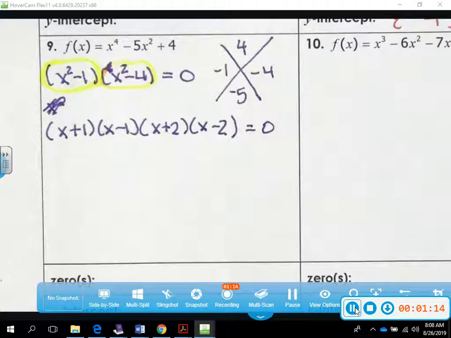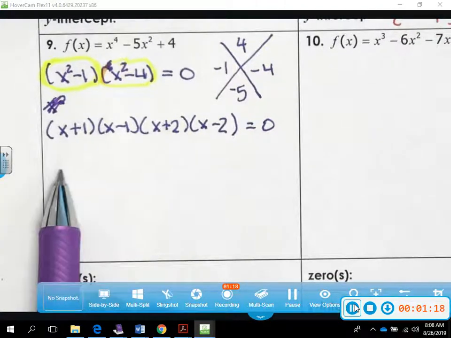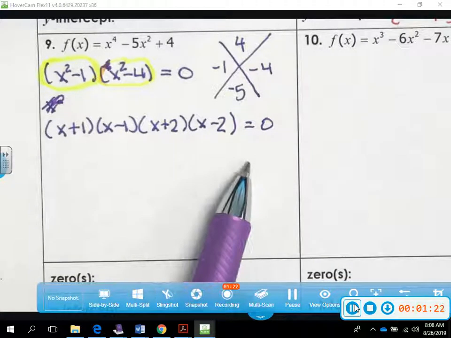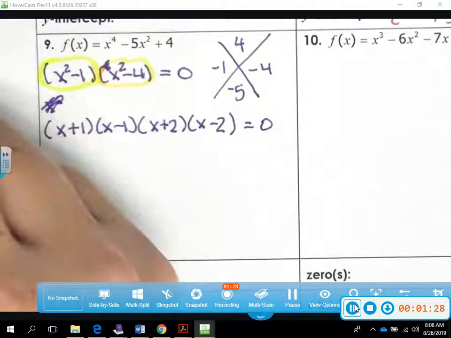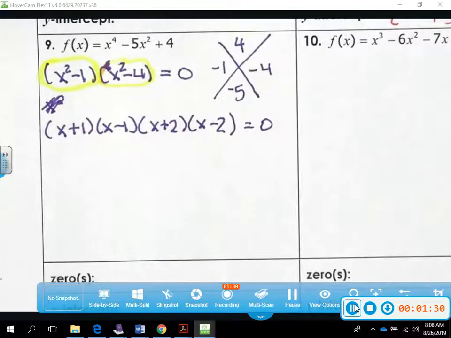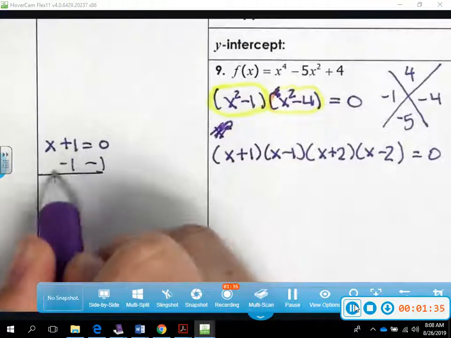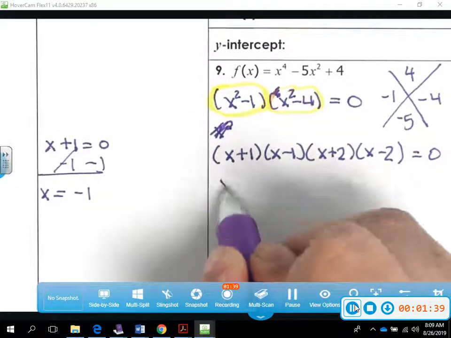Now, set each and every single one of these equal to 0. I'm not going to take the time to say x plus 1 equals 0, x minus 1 equals 0. We should know that when you solve it for 0, what's going to happen? Okay, I'll do 1 over here. x plus 1 equals 0. If I was to solve for that, what would I need to do? So x equals -1.